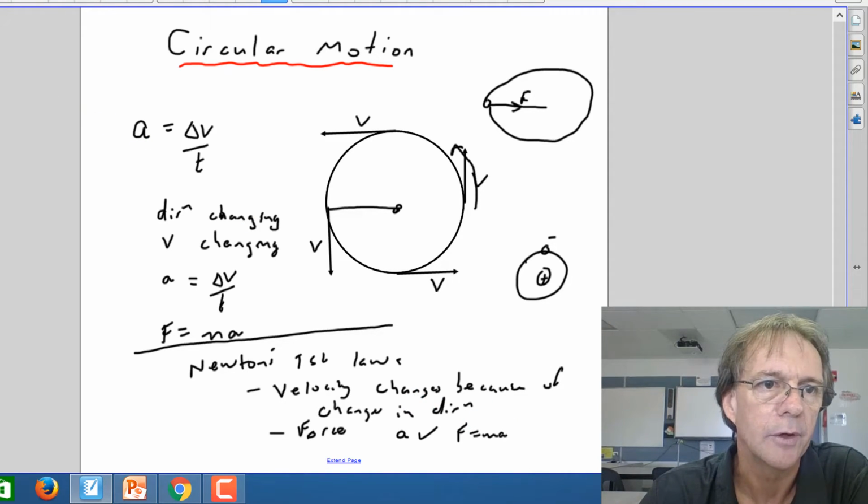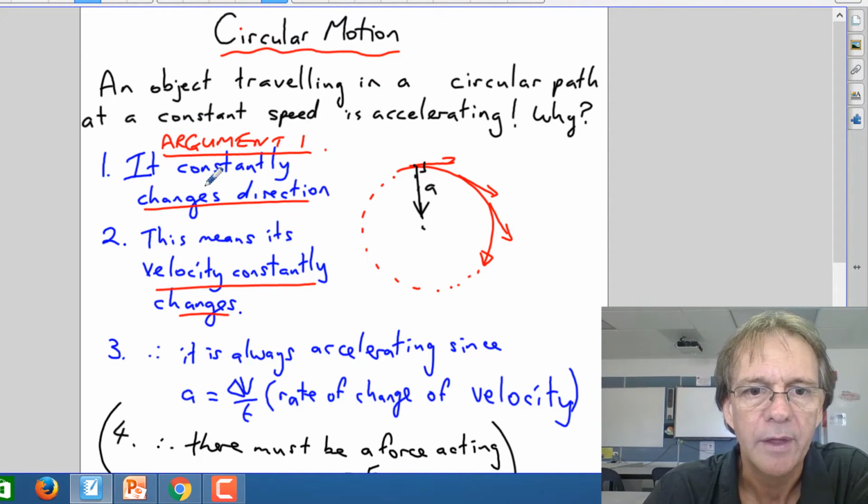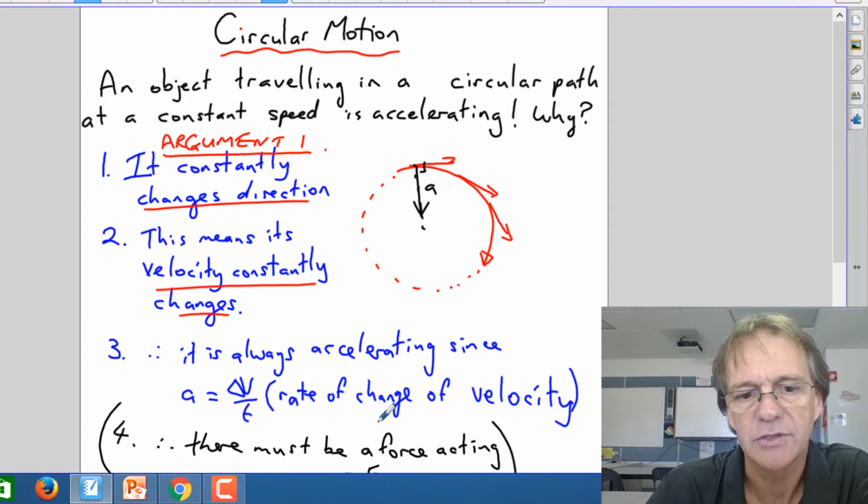So there's two ways of arguing that, and you can show that. I've got some notes here on this. An object travelling on a circular path at a constant speed is accelerating. Why? First of all, it's constantly changing direction. That means its velocity is changing, because velocity is speed in a given direction. Therefore, it's always accelerating, since a is the rate of change of velocity, and therefore a force must be acting.